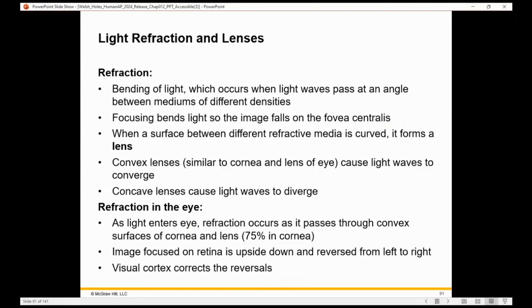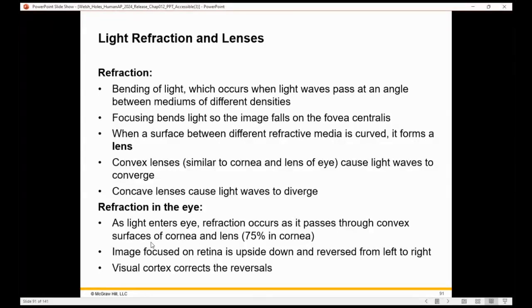Refraction. This is the bending of light which occurs when light waves pass at an angle between the mediums of different densities. Focusing bends the light so the image falls on the fovea centralis. When the surface between the different refractive media is curved, it forms a lens. The convex lenses, which are similar to the cornea and lens of the eye, cause light waves to converge. Concave lenses cause light waves to diverge.